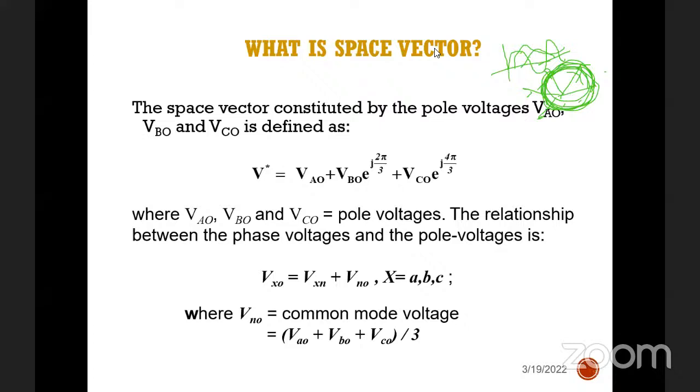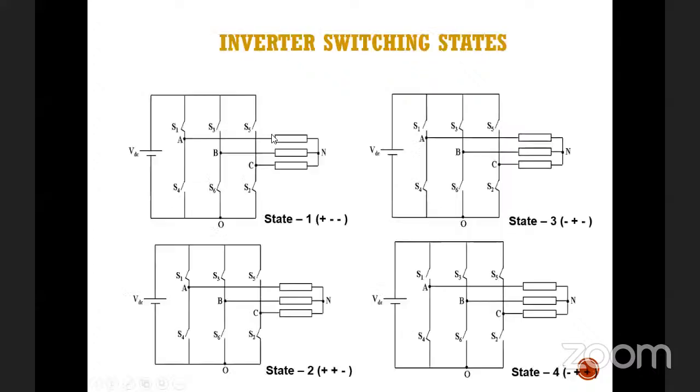representation, or reference voltage. So what is V reference here? V reference is nothing but VA0, the first pole voltage, plus the second pole voltage, which is displaced by 120 degrees, e power j 2π/3, plus VC0 e power j 4π/3. So like that we are going to consider here. This is the net voltage you see here.